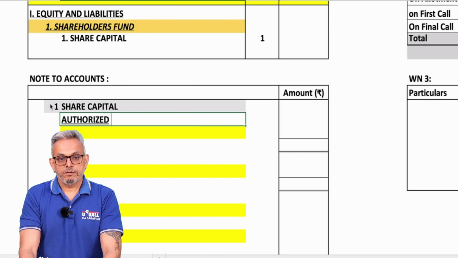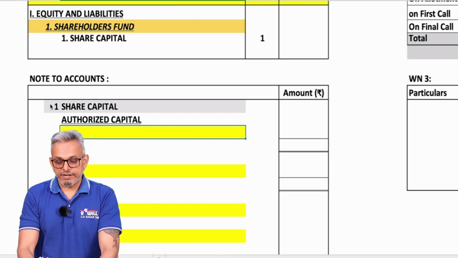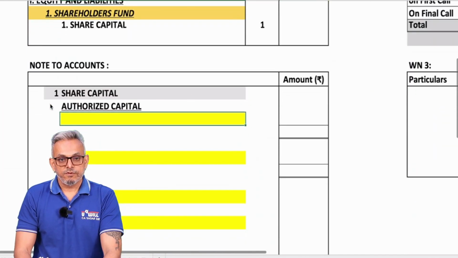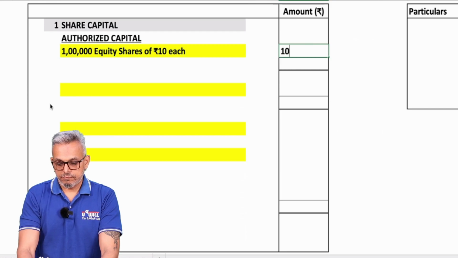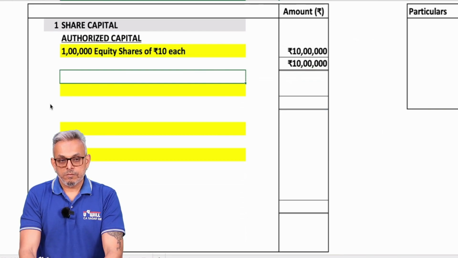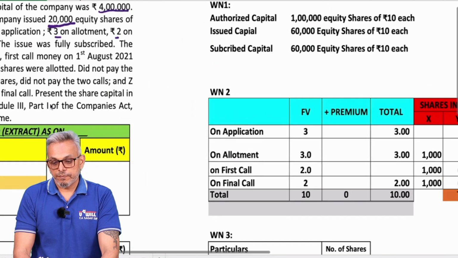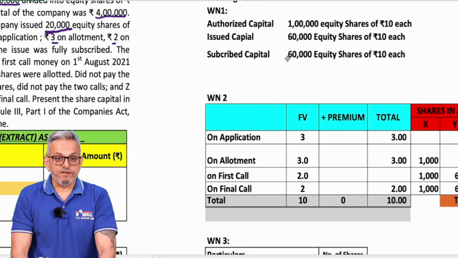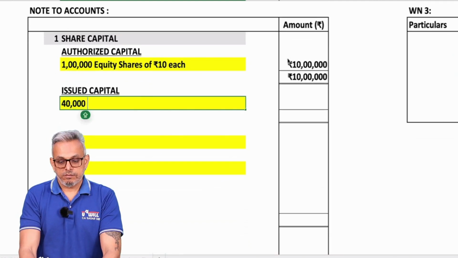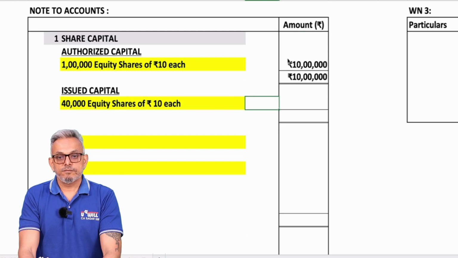Authorized capital. Now, authorized capital working, we have already done over here, 1 lakh equity shares of rupees 10 each. So it comes to 10 lakhs. Issued capital. Now, issued capital over here is 60,000. So 40,000 was previously issued and 20,000 we are issuing now. So over here we'll write 40,000 equity shares of rupees 10 each, 4 lakh.